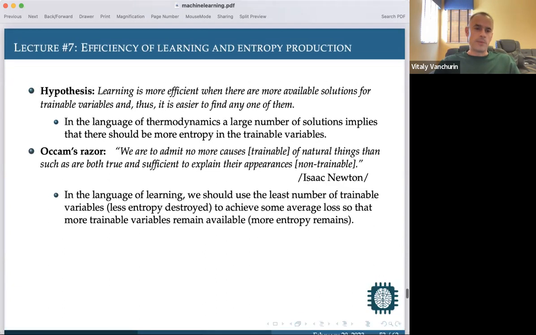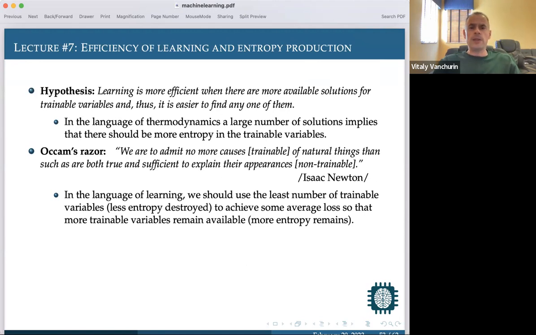It's related to something that is known as Occam's razor, and that is something that we use when we construct theories. Now, in the words of Isaac Newton, it says that we are to admit no more causes, and that would be trainable variables, of natural things than such as are both true and sufficient to explain their appearances. And the appearances are the non-trainable variables, something that the trainable variables are trying to explain or learn.